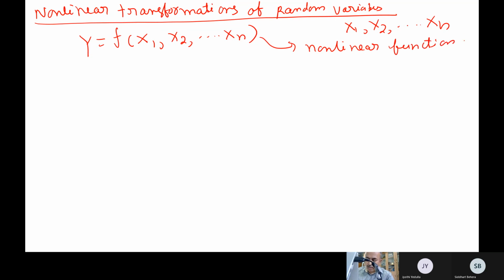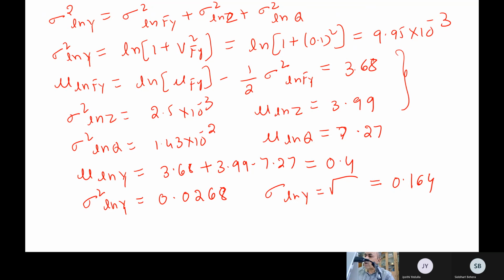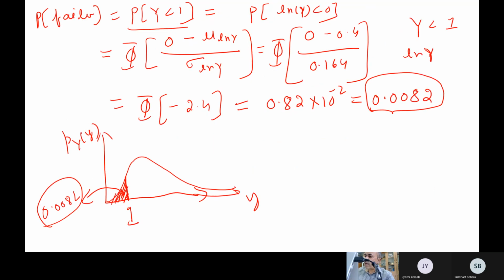So now what will be the mean value of Y and the standard deviation of Y, I have to find out from this nonlinear transformation. How do you calculate when you have nonlinear functions? You know their individual means, mean of X1, mean of X2, and their standard deviations also. Now we have to calculate only the mean value of Y and the standard deviation of Y. In all the previous problems it was all linear transformation, so it was all straightforward.